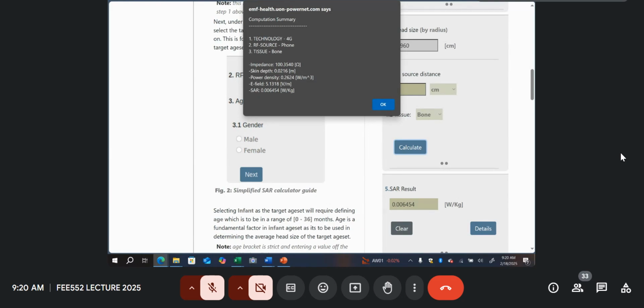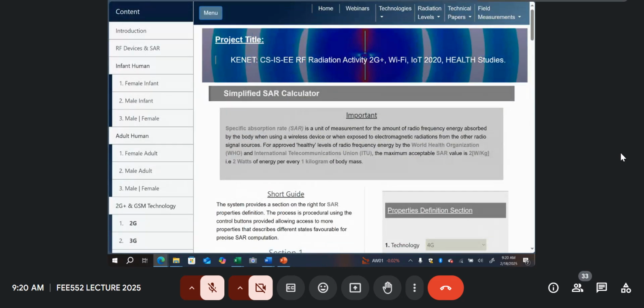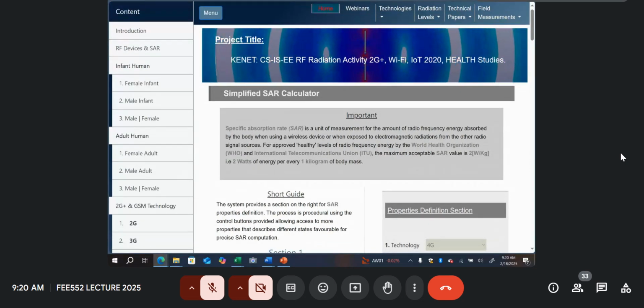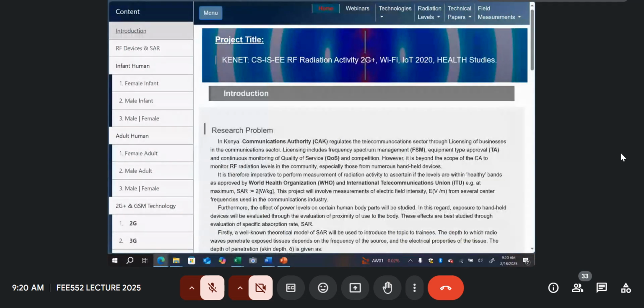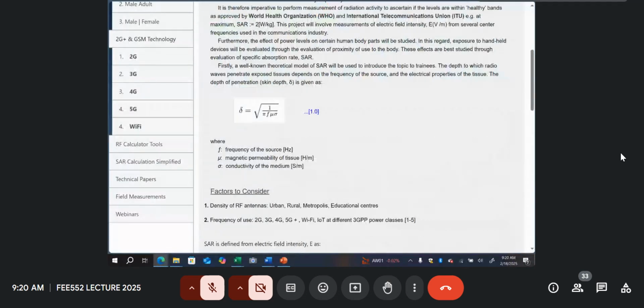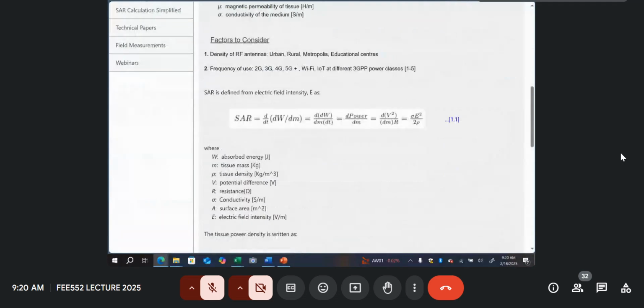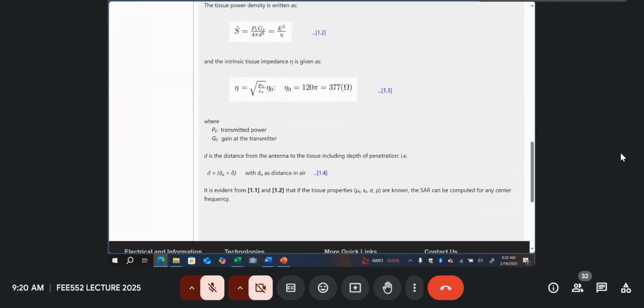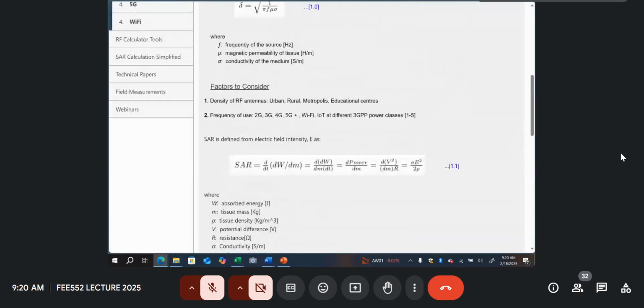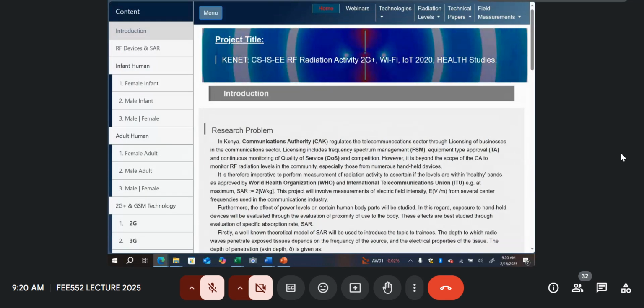Okay, and that is well explained on the home page. So the guys who are going to discuss this, you have, this is the skin depth, then the factors you consider, SAR definition, how does it lead to power density, and after the power density, you apply the tissue and get the SAR on that tissue.